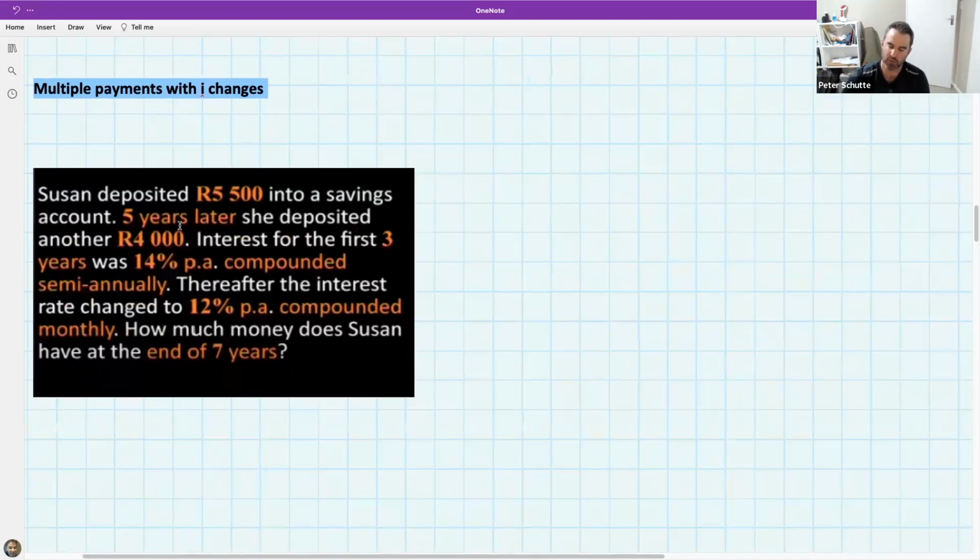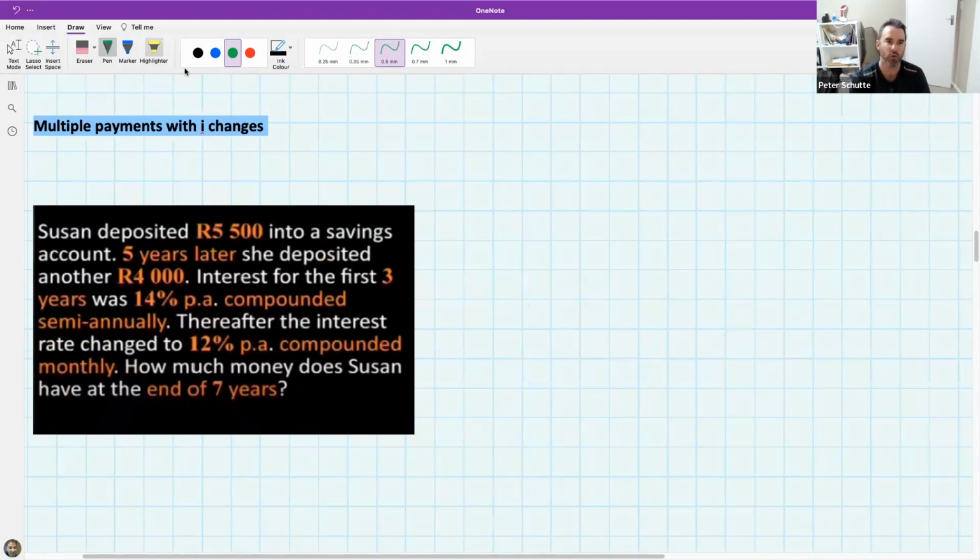Now, what is different to this, although the methods we use won't be that different, is that there are two things that are deposited. There's the original amount, which is 5,500, and then later on, another 4,000 gets put into the bank account. And this would happen in the real world. We all know that at different times, sometimes we make some money or we get given some money and we can save it. And the interest we get will be different depending on when we put the money into the bank account. Now, the good news is this is actually super easy.